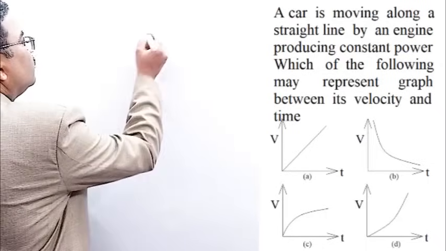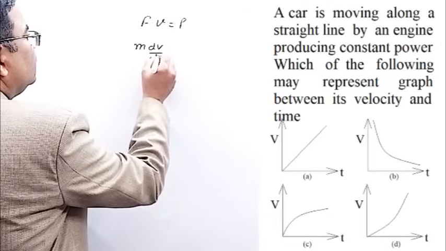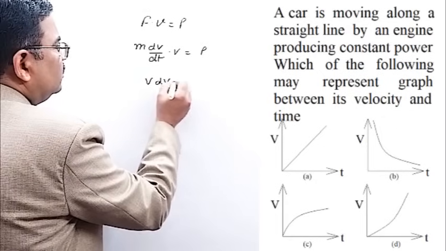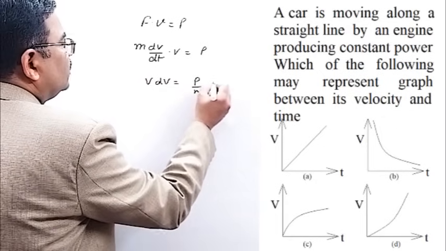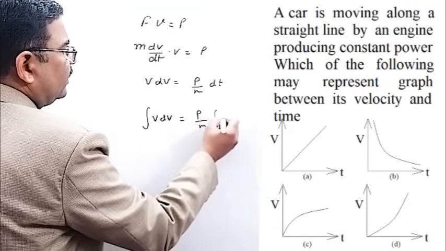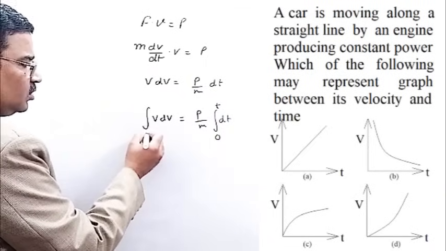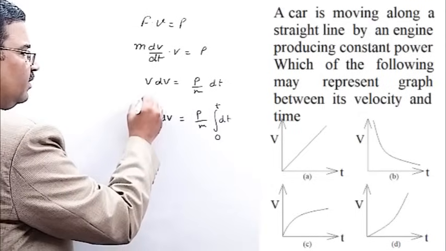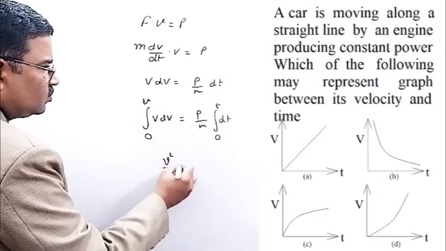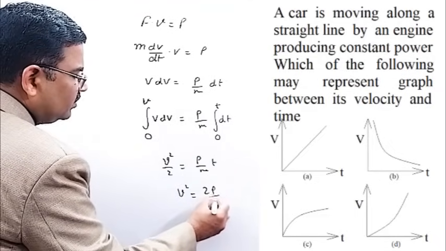Now we know that force into velocity is power, and this force I can write as m into dv by dt, and this is power. Now I can write this as v dv is equal to P by m dt, and then we integrate it, so we get a relation between velocity and time. Now I can take the limits from 0 to t, and here the initial velocity I assume to be 0 and the final velocity is v. Now on the left hand side it will become v square by 2, and it is P by m t, so v square is equal to 2P by m t.